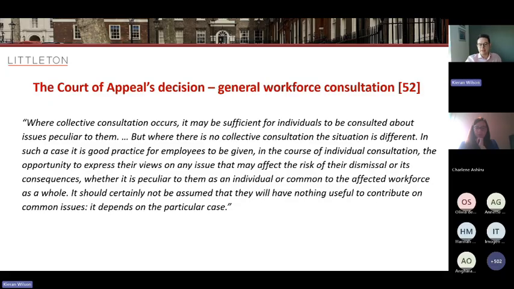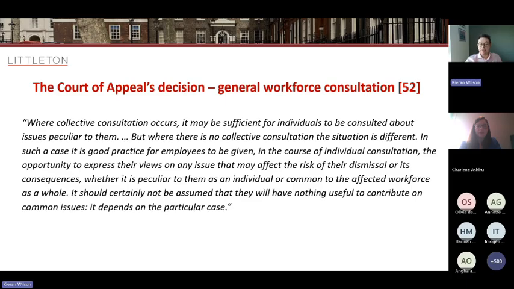And the same can probably be said about the choice of selection criteria. But there's nothing stopping these things being discussed in the individual setting as well, particularly if the position is that there hasn't been a formal collective process taking place. And on the other hand, questions of suitable alternative employment are often regarded as individual consultation matters. And I think that probably makes sense to see that primarily as an individual issue, but you can imagine scenarios where that might not always be the case.